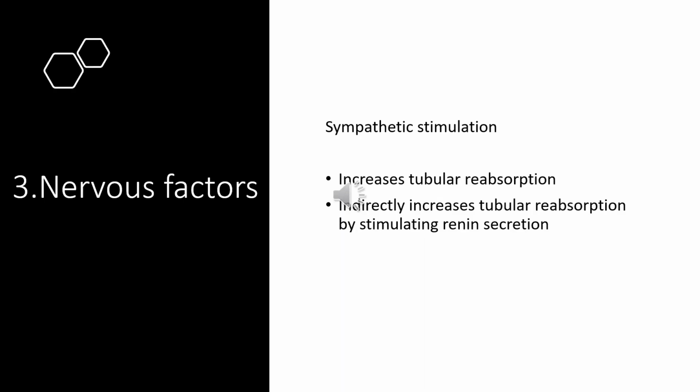Third is the nervous factors that regulate the tubular reabsorption. So the activation of sympathetic nervous system increases tubular reabsorption. Also, indirectly it increases by stimulating renin secretion. We know that renin causes formation of angiotensin 2, and this angiotensin 2 increases the reabsorption of sodium from tubules. So the sympathetic stimulation causes increase in reabsorption of solutes from the tubules.